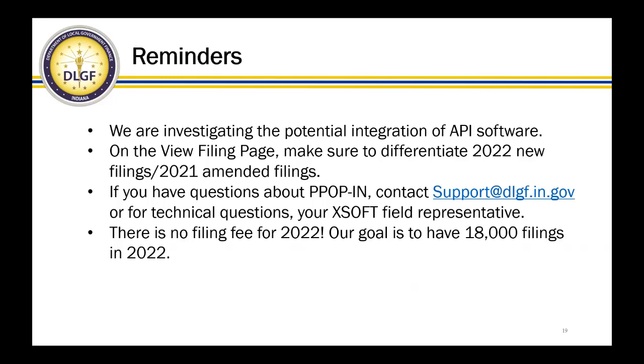I mentioned earlier, and I'll bring it up again, make sure on the view filing page to differentiate whether it's a 2022 filing or a 2021 filing. And it is possible that you could have, even here in mid-February, somebody filing an original new return for 2021. More than likely it would probably be a 2021 amended filing. So make sure when you're looking at the filing that you do differentiate between the 2 years.